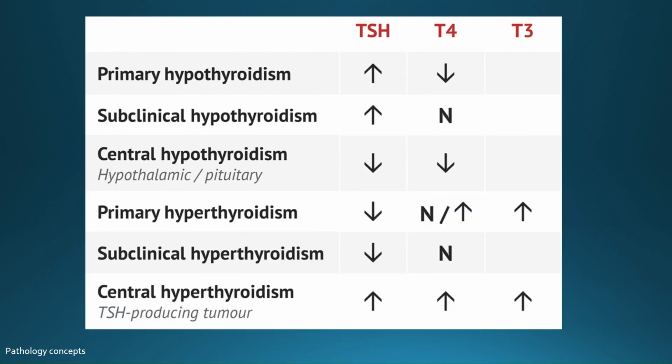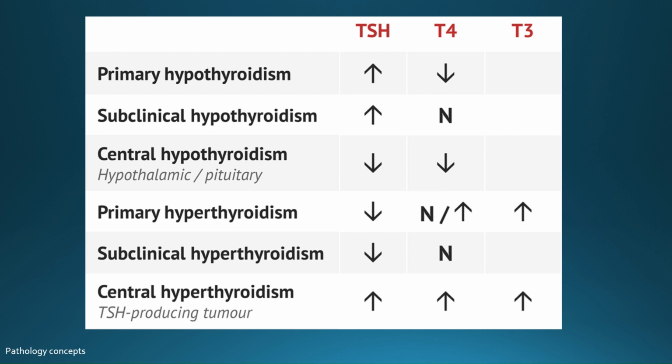If primary hypothyroidism is suspected, the thyroid gland is not releasing enough thyroid hormones. Therefore, TSH levels will be appropriately elevated and free T4 level will be lower. In primary hyperthyroidism, free T4 levels are abnormally high and TSH level will be low.